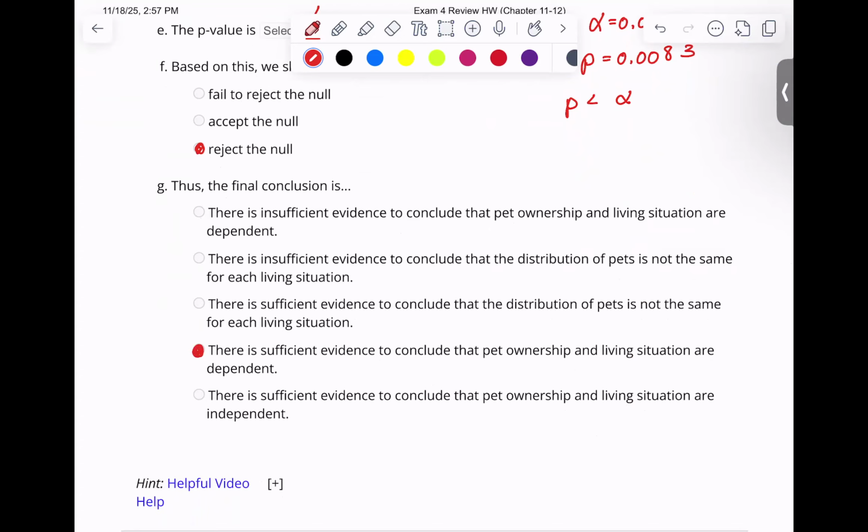Let's read the last one. Sufficient evidence to conclude that pet ownership and living situation are, nope. When we rejected the null hypothesis, we reject the notion that they're independent, and we accept, and you can't see my air quotes, accept the fact that they are dependent. Our data indicates that these two things are dependent on each other.